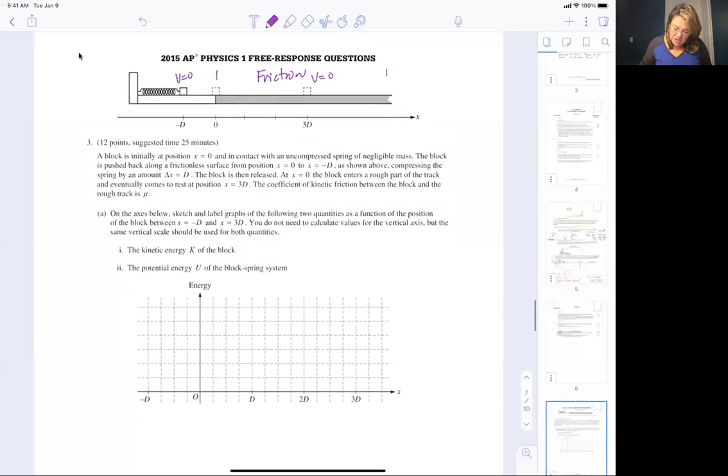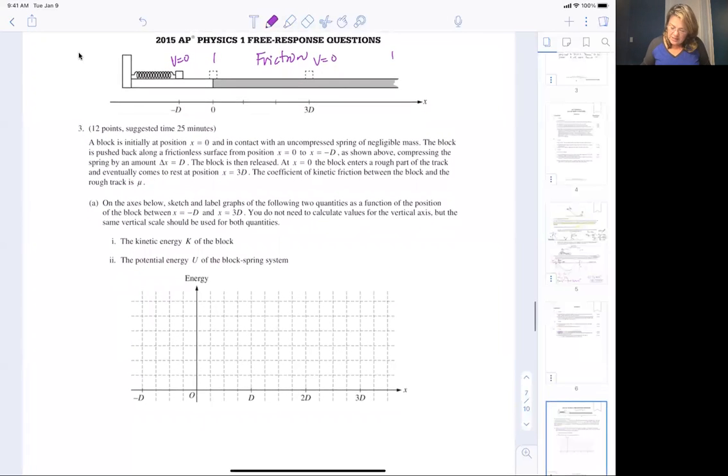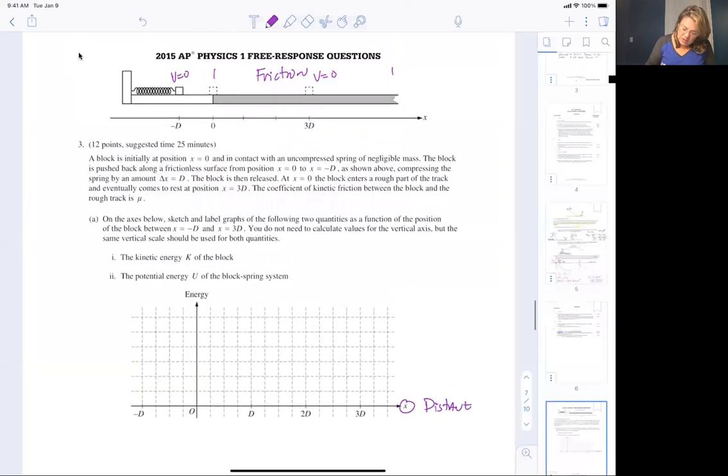On the axis, sketch and label the graphs of the following two quantities as a function of position of the block between x equals minus d and x equals 3d. You do not need to calculate the values, but you must use the same scale, and I'll explain what that means. This is versus distance, right? This is distance. We need to sketch the kinetic energy and the potential energy.